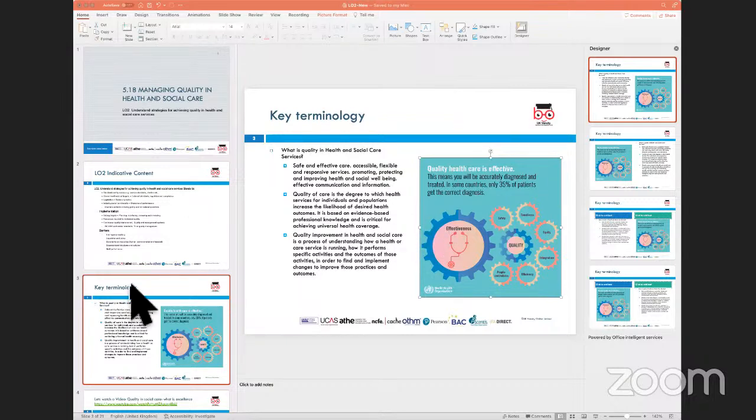Now, why is it important? I think it is quite clear that it is important because we need to be able to ensure that care being provided is personalized and is meeting the requirements of the patient.